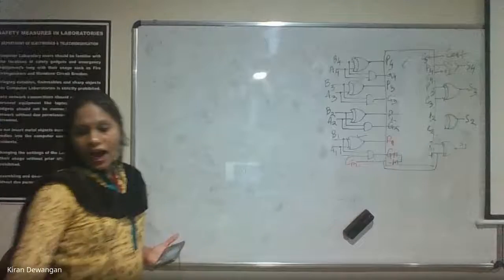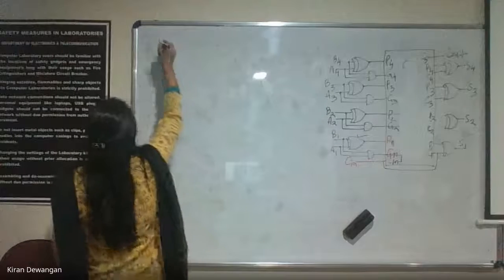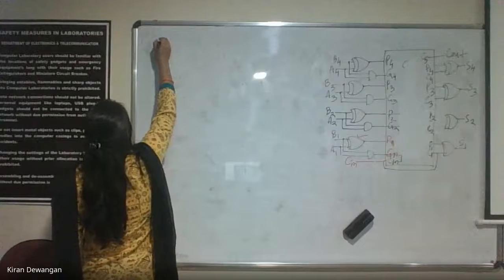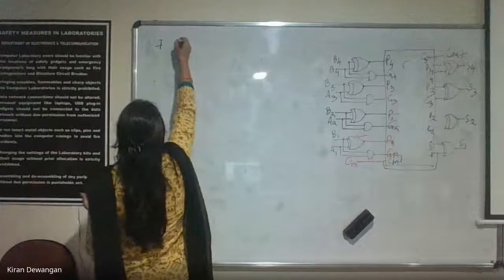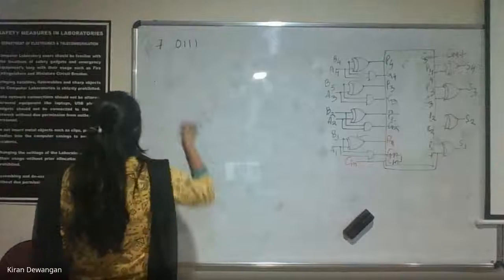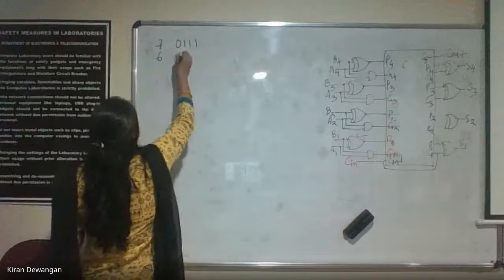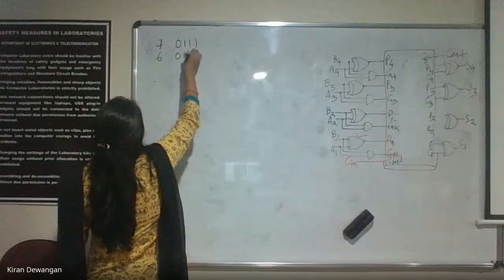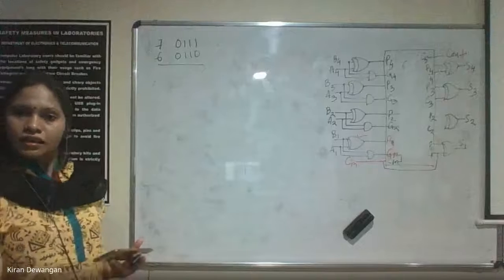Now when we are adding, suppose let us take 7. 7 is represented as 0, 1, 1, 1. Now if I add 6 to it, it is 0, 1, 1, 0. These are the codes of 7 and 6. Clear?